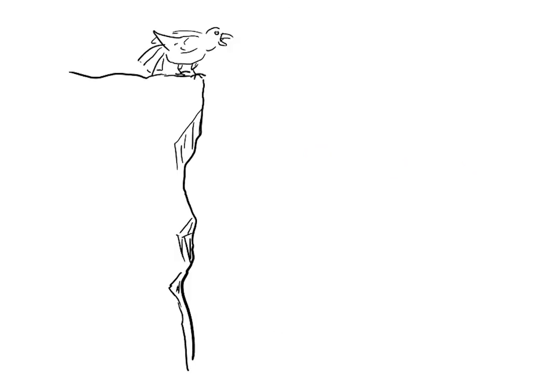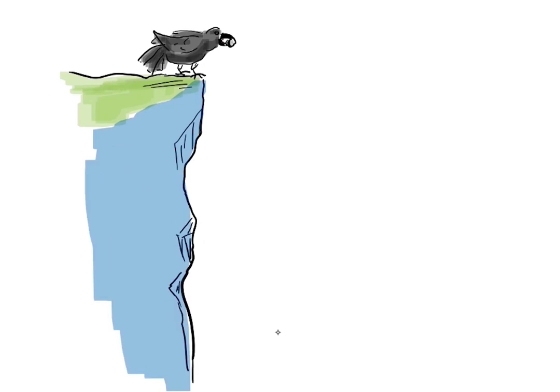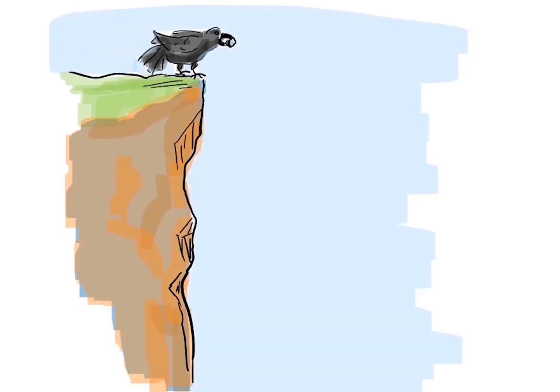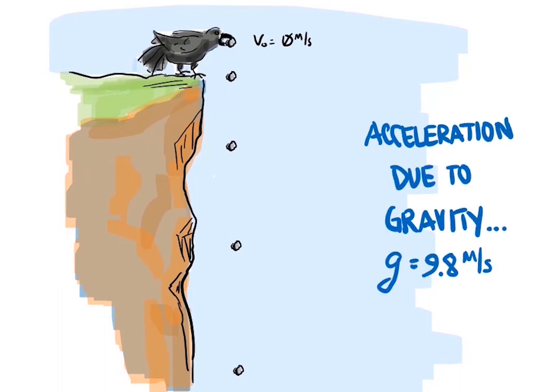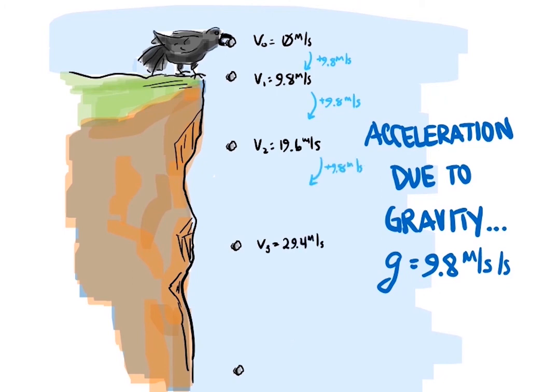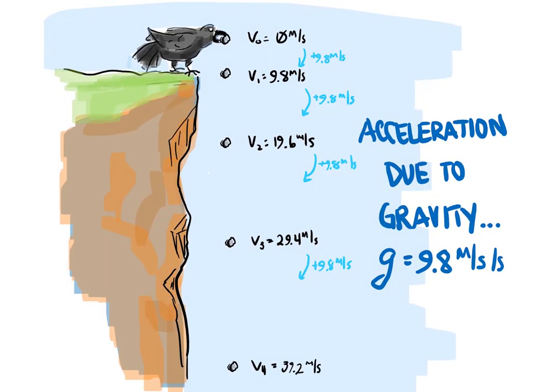So, if a crow drops a pebble from rest off a cliffside, the pebble's initial velocity would be 0. 1 second later, it would be 9.8 meters per second. 2 seconds later, it would be 19.6 meters per second. 3 seconds later, it would be 29.4 meters per second, and so on. Since this is such a special value for acceleration, we actually give it a symbol of its own. Gravitational acceleration is lowercase g.